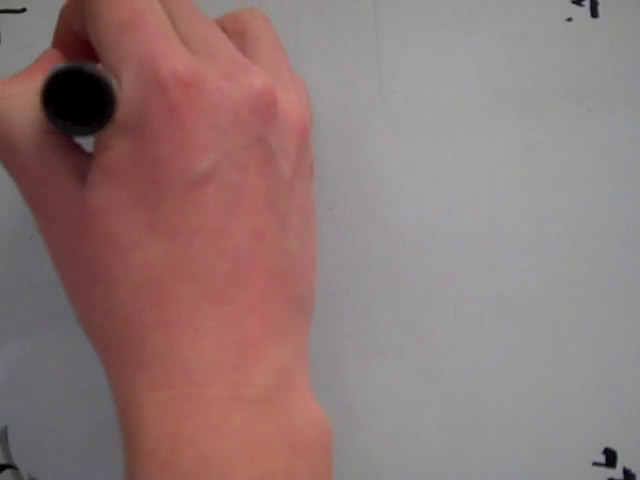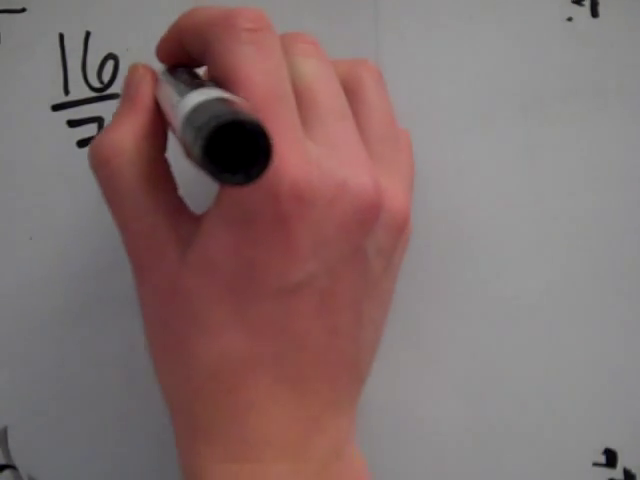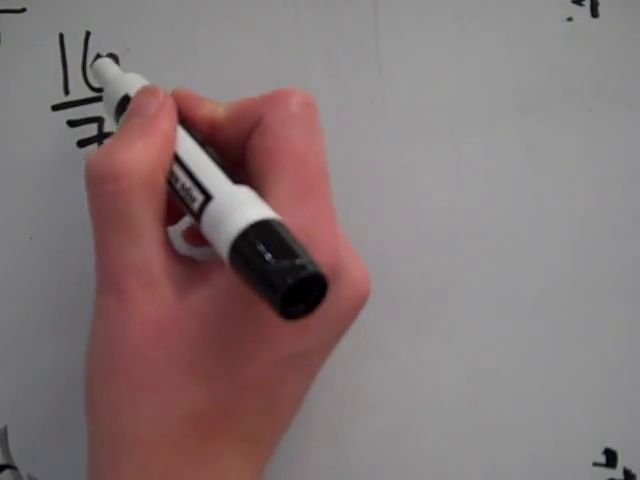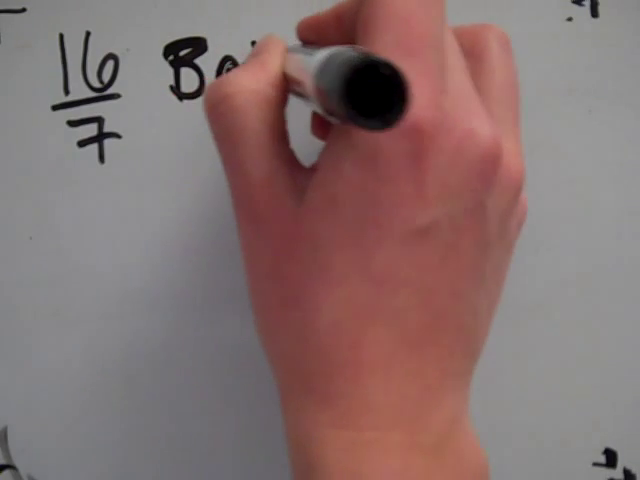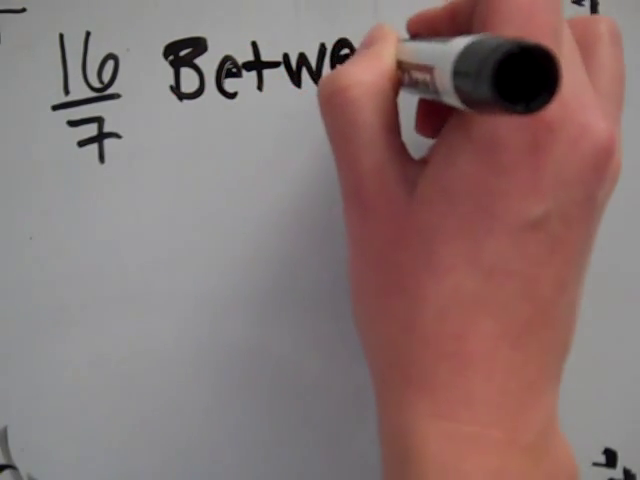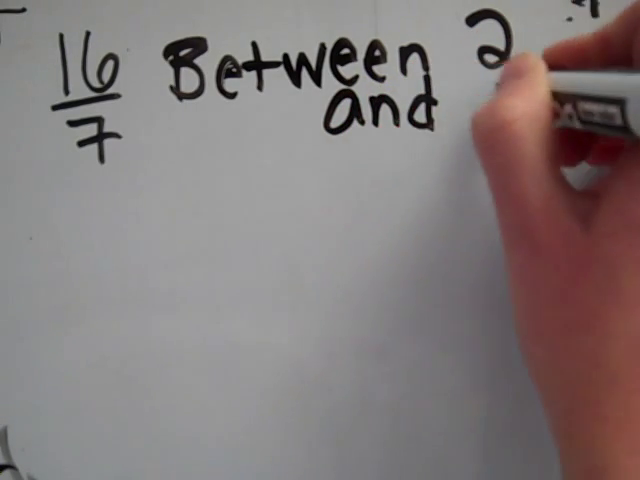Let's say we have an improper fraction, something like 16/7. Our first job is to figure out what integers 16/7 goes between. So I know that 7 goes into 16 twice. So I know that it's going to be somewhere between 2 and 3.